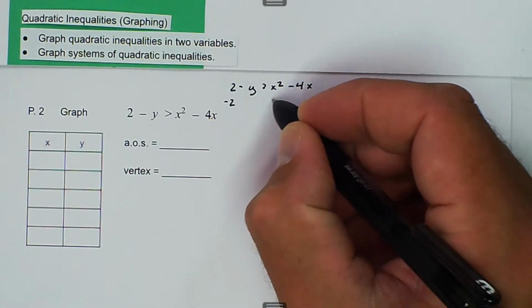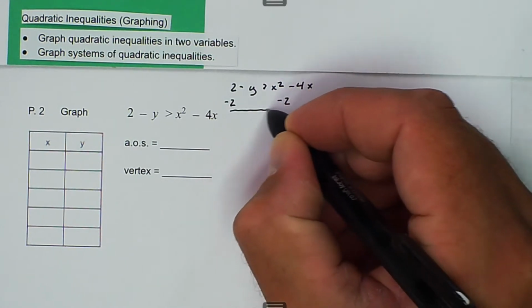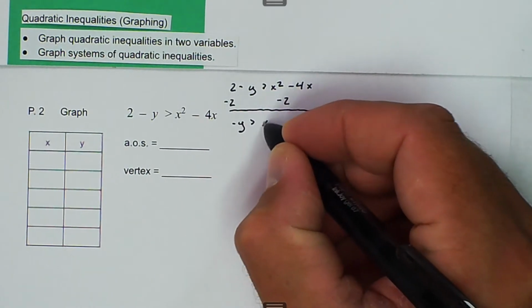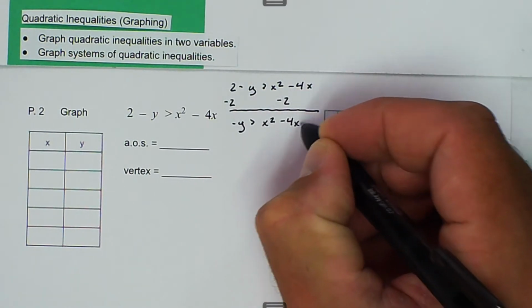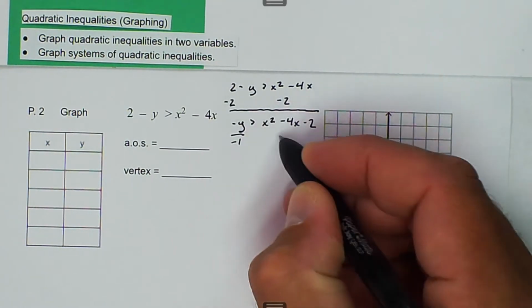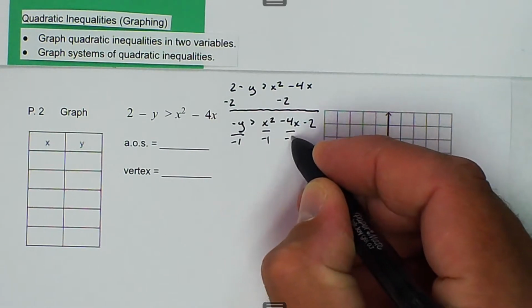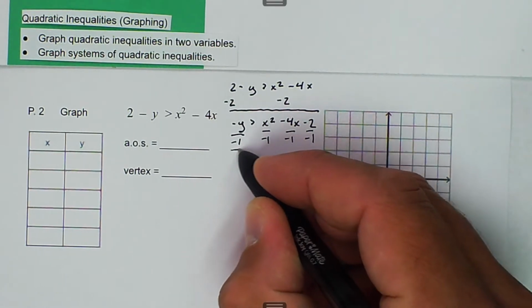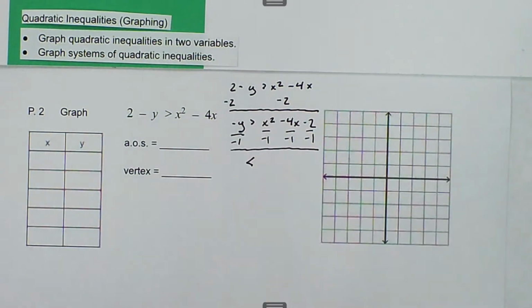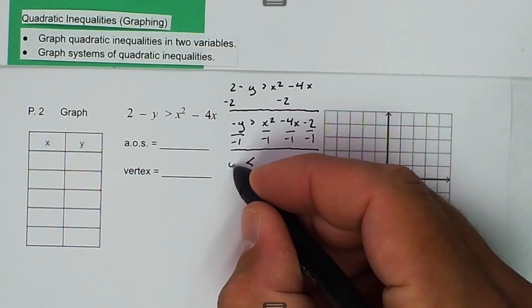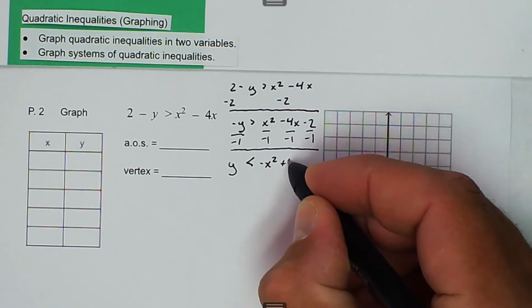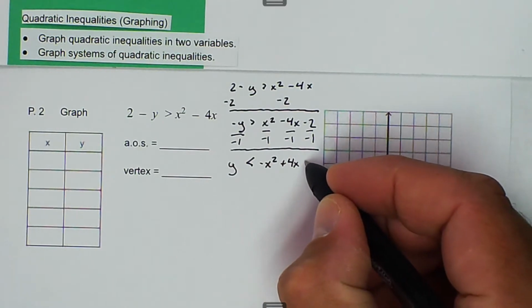We subtract 2 from both sides of the inequality. So we get negative y is greater than x squared minus 4x minus 2. Have negative on this side, so we divide everything by -1. And because this is an inequality and we've divided by a negative, we have to change the direction of the inequality sign. So then we get y is less than negative x squared plus 4x plus 2.